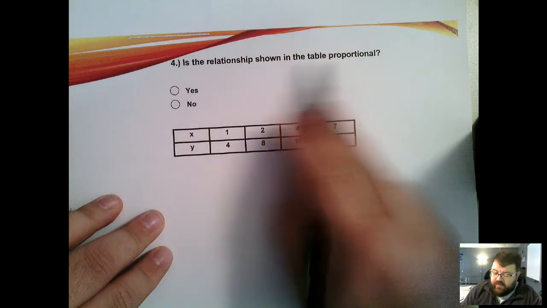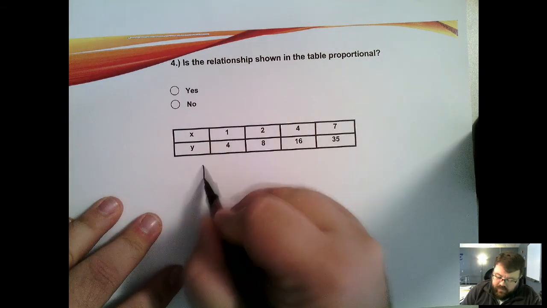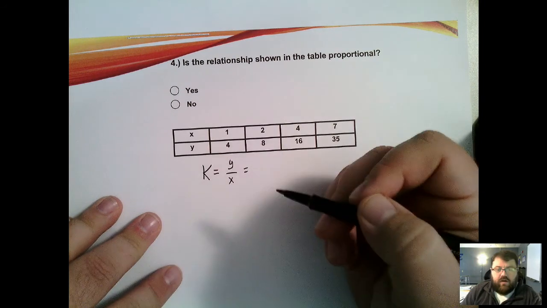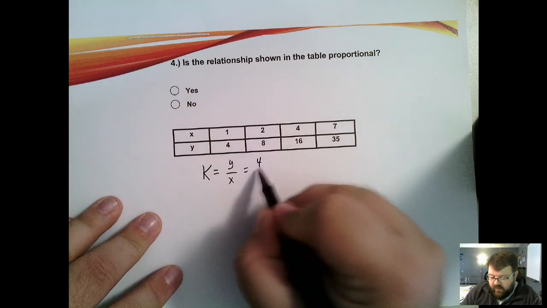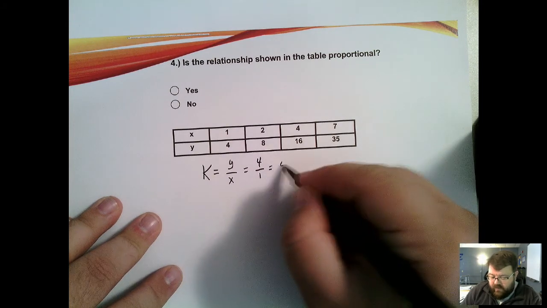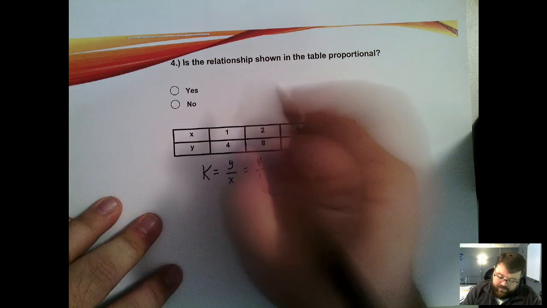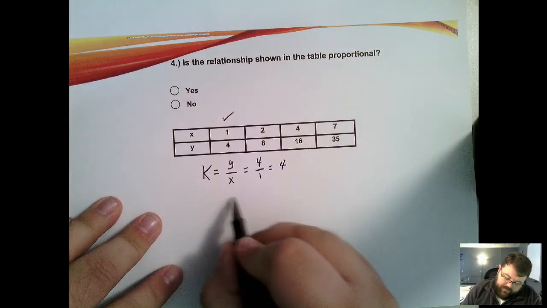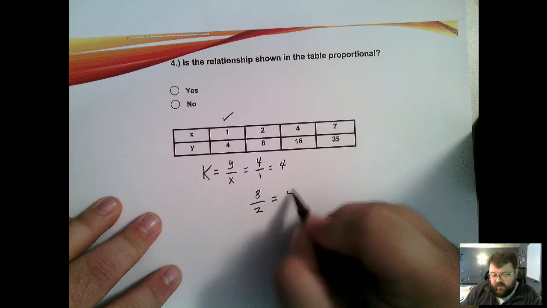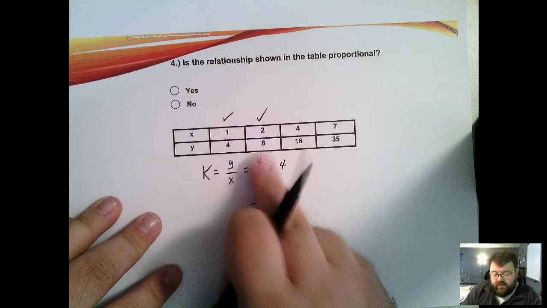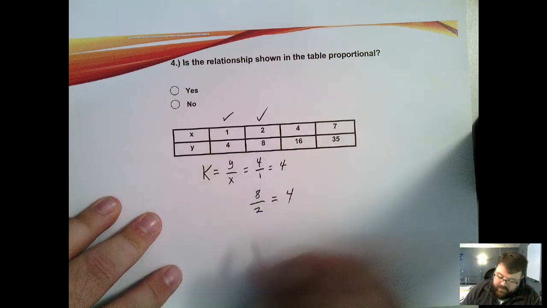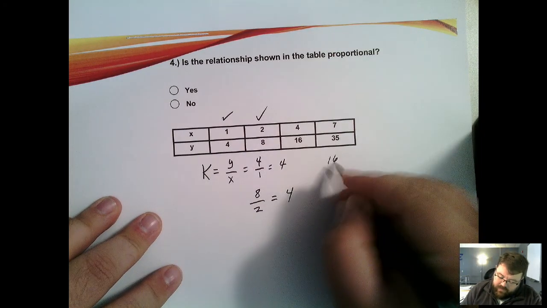Is the relationship shown in the table proportional? K is equal to y divided by x. Your first y value is 4. Then x is 1. 4 divided by 1 is 4. Second, 8 divided by 2 is 4. So we know that these two ratios have a constant of proportionality. The next one, 16 divided by 4.